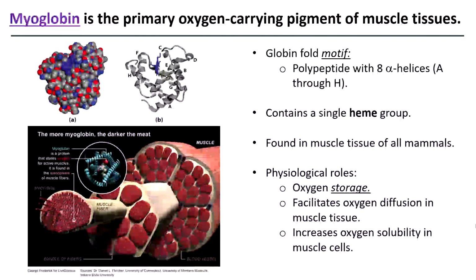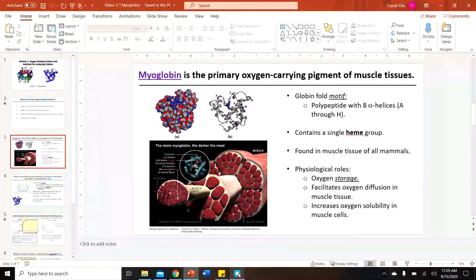So there are two different oxygen-binding proteins of critical importance in our body, myoglobin and hemoglobin. And for the rest of this video, I'm going to talk about myoglobin, which is the primary oxygen storage pigment of muscle tissues. So its primary goal is storing oxygen, not transporting oxygen. And the structure of myoglobin itself enhances its ability to do that.